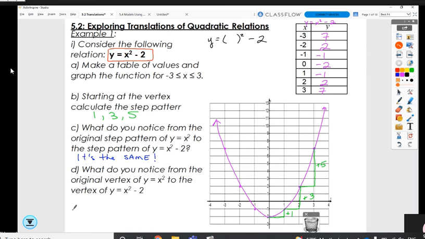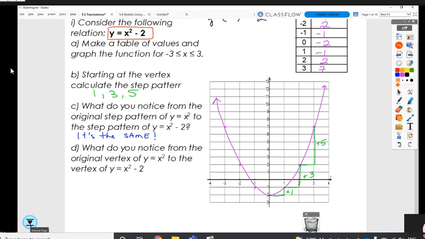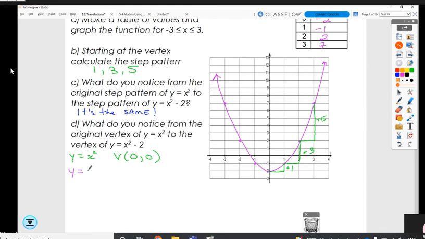Now here's the only thing that did change, and we noticed that it was the vertex. It says, what do you notice about the vertex of y equals x squared versus the vertex of y equals x squared minus 2? Well, in y equals x squared, the vertex is 0, 0. But in our quadratic, y equals x squared minus 2, the vertex is 0, comma, -2. Interesting.